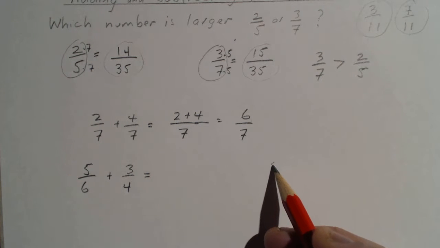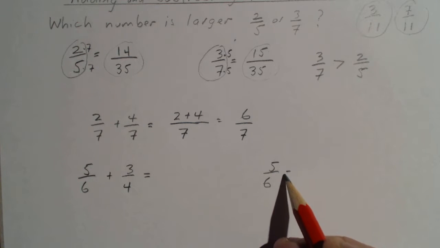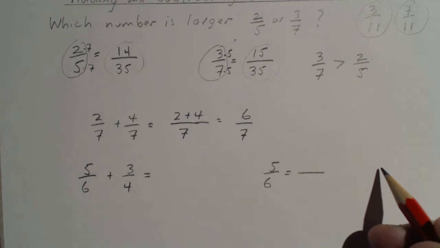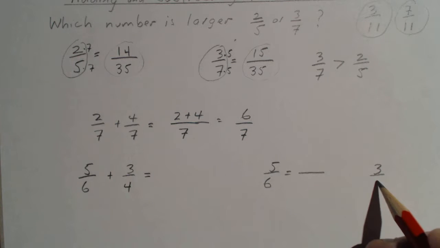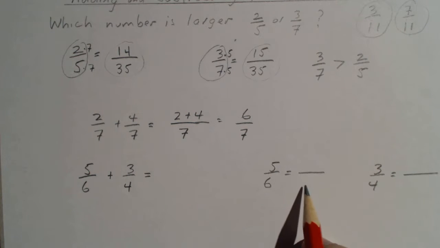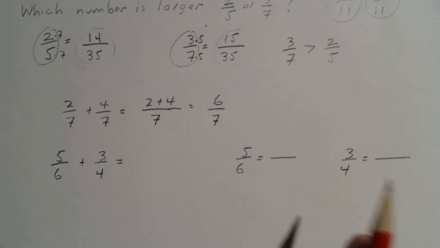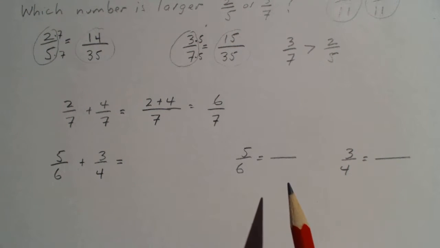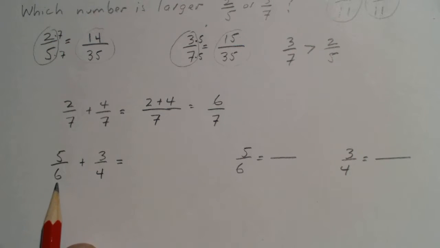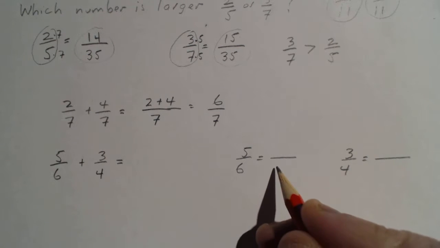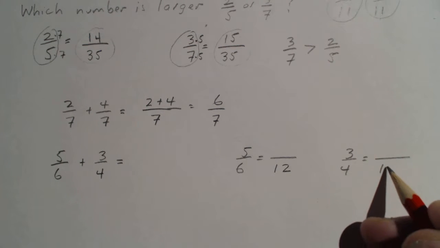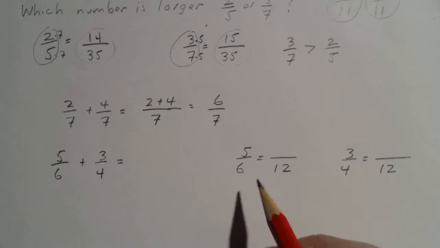So, I need to convert 5 over 6 with a particular denominator and then 3 over 4 to the same denominator as 5 over 6. So the number for the common denominator will be 12. Why 12? Because 12 is the smallest number 6 and 4 will divide into. It's actually the lowest common multiple of 6 and 4. So the common denominator will be 12.